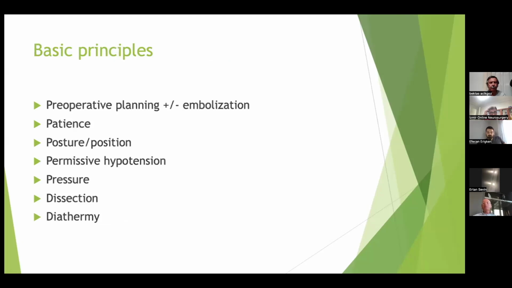And always when we are talking about hemostasis, it's essential to stick to the basic principles. It is not ideal to take a patient to the theater and produce a severe bleeding instead of planning it preoperatively. And if the tumor can be embolized, you can embolize to reduce the risk of bleeding. Patience is of utmost importance. Posture and position will always help. Permissive hypotension, the anesthetist can help you. Pressure, direct pressure is quite a useful technique. And always try to dissect and identify the bleeder and apply diathermy.